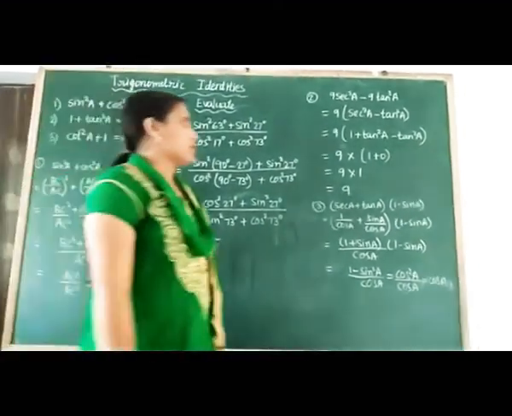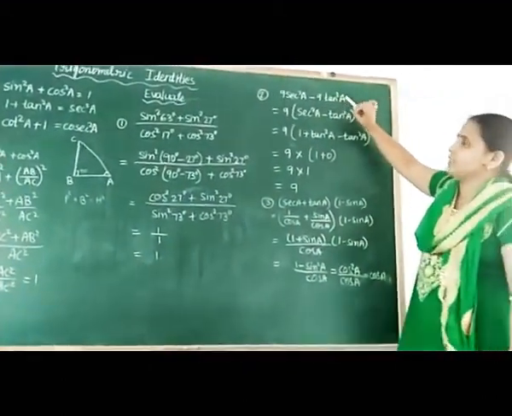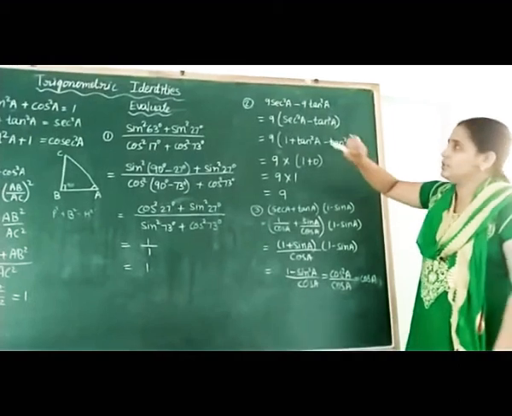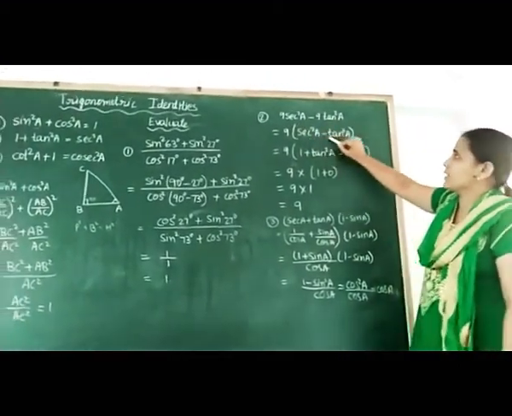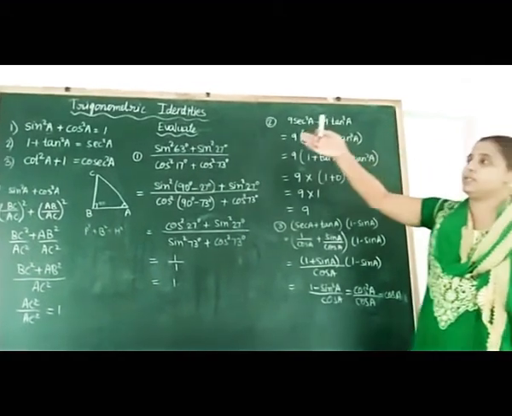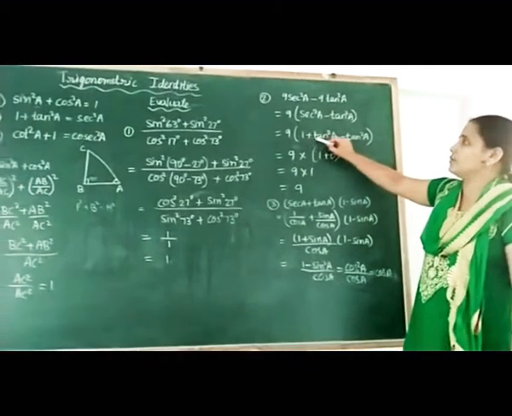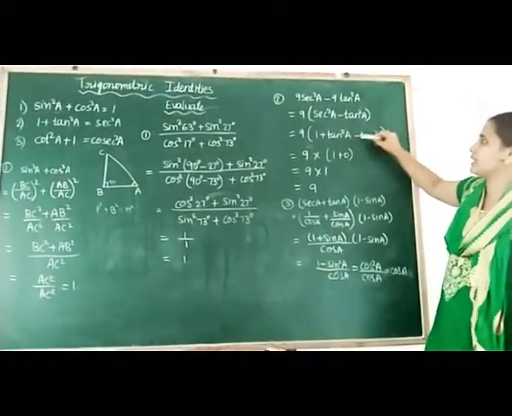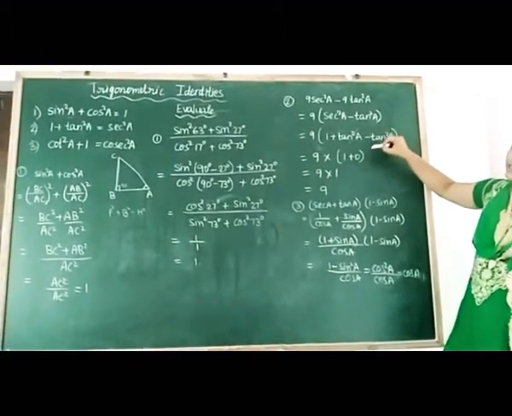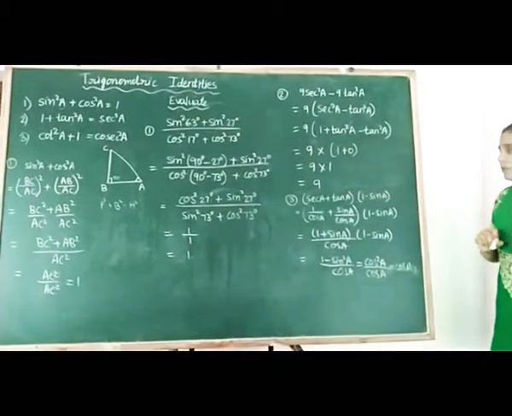Now come to the next question, that is 9 sec square A minus 9 tan square A. How can we solve it? First of all, I am taking 9 as common, so this will become sec square A minus tan square A. The formula is given there. You can see sec square A can be written as 1 plus tan square A, this one minus tan square A. So tan square A will be cancelled and it will become 1. So 9 into 1, this is 9. So it was a very simple problem.